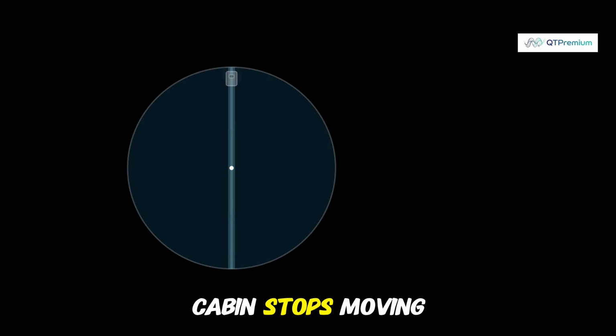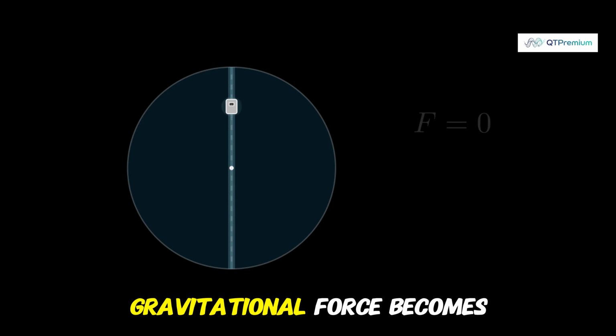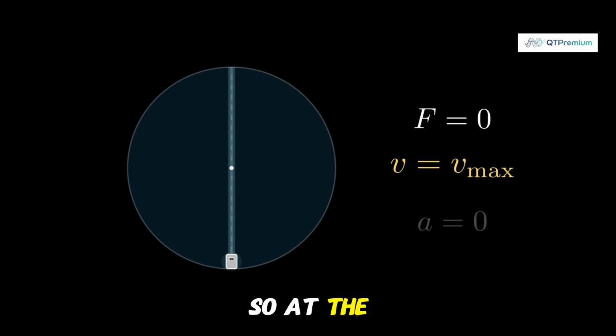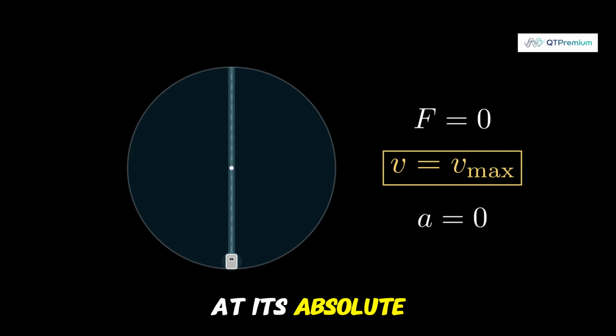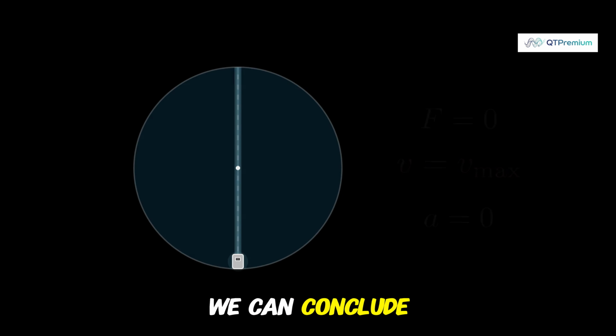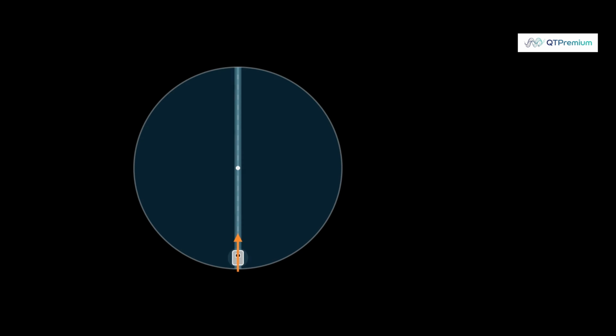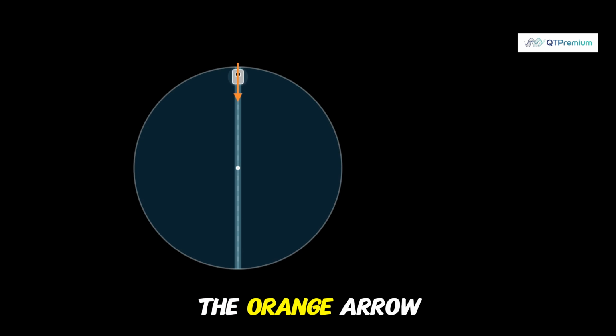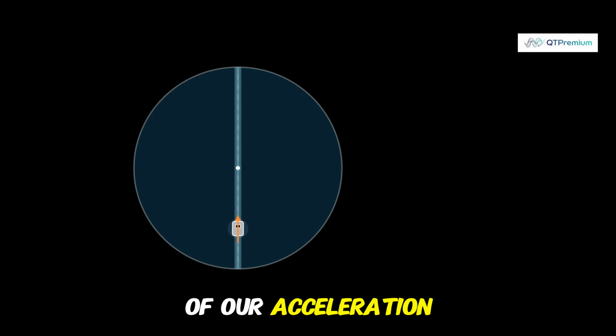That is the moment when gravity stops accelerating you further. Not because the cabin stops moving, but because the gravitational force becomes zero. So at the center, acceleration is zero, but velocity is at its absolute maximum. In the end, we can conclude that our motion looks like this. The orange arrow is the direction of our acceleration.